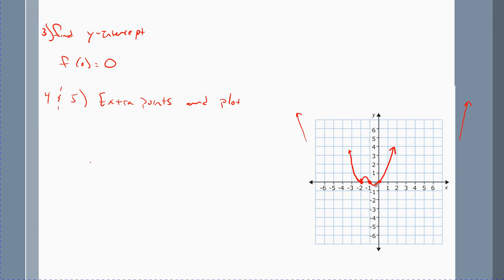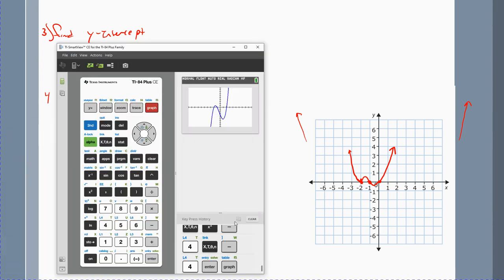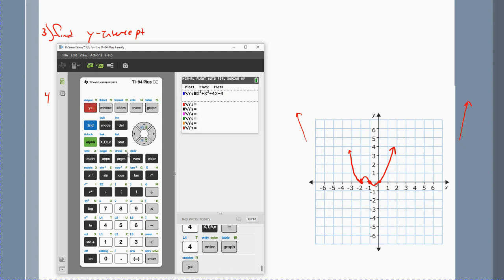It can have at most 5 turning points. That doesn't mean it needs to have 5 turning points, just at most. And it has 2, so we're good. Now let me verify. Maybe you're like, I'm not so sure, Matt. Well, let's take a look at our graphing calculator and verify.